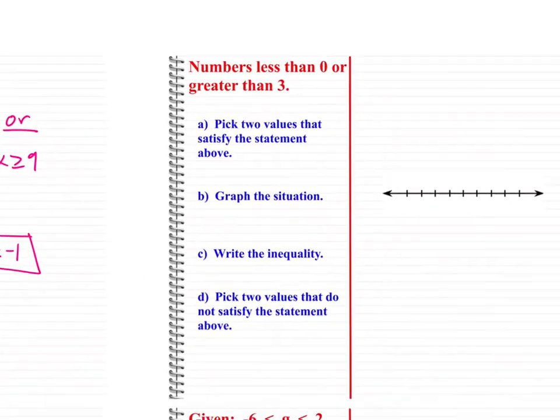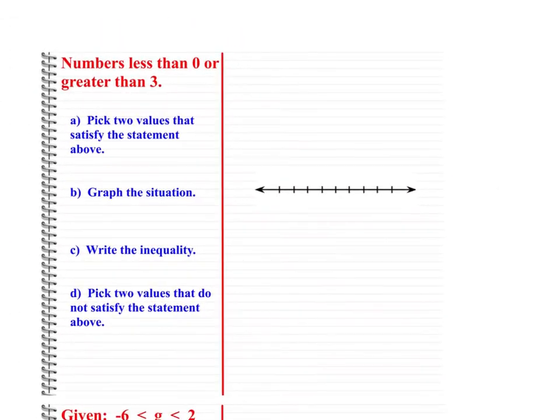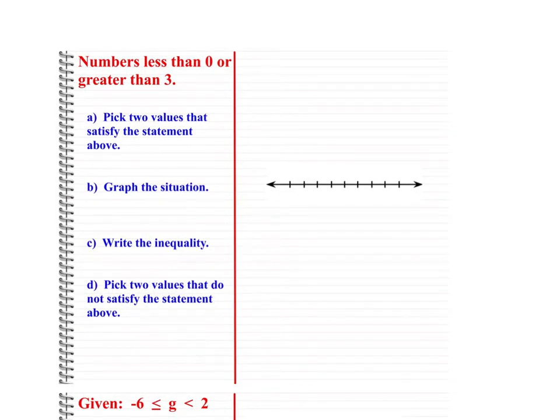All right, let's go to our next part over to the right. Numbers less than 0 or greater than 3. It says pick two values that satisfy the above statement. So I'm looking for numbers that are less than 0 or greater than 3. I'll put those two numbers on the number line here: 0, 1, 2, 3. For less than 0, I might say something like -1. And for numbers greater than 3, that could be anything like 4.